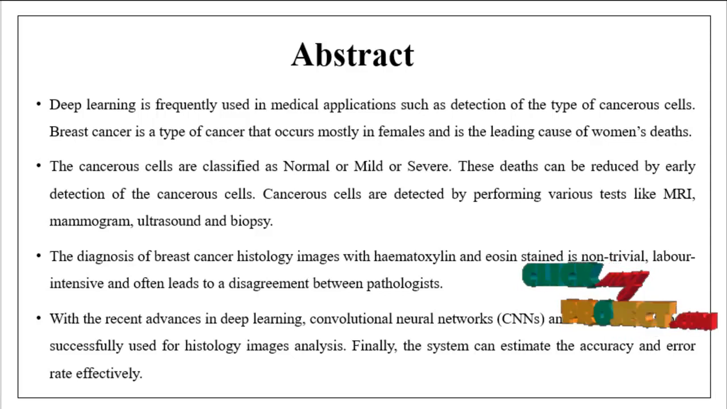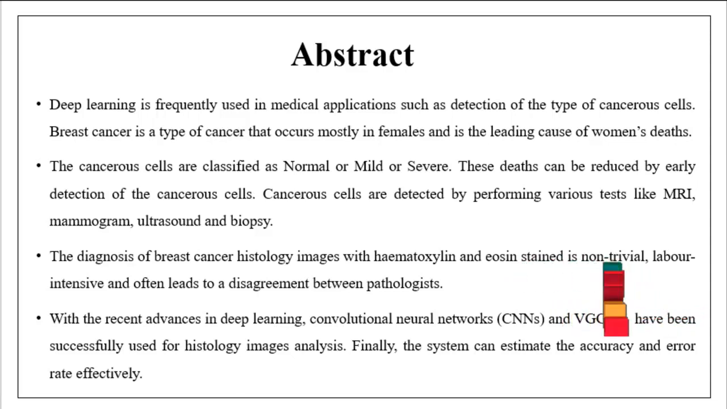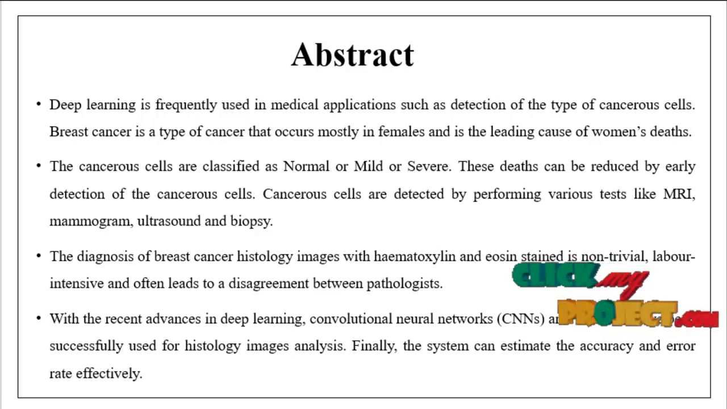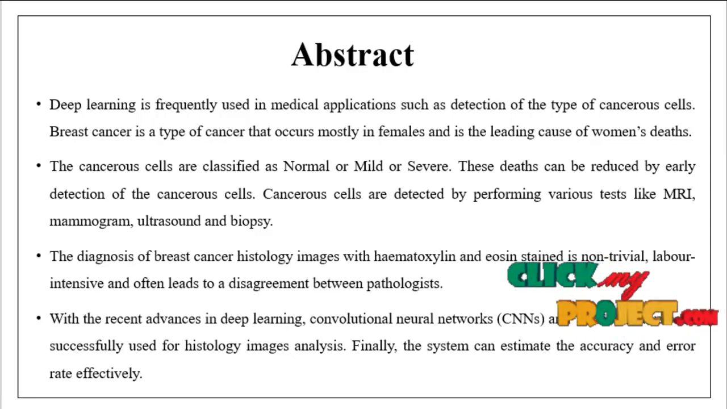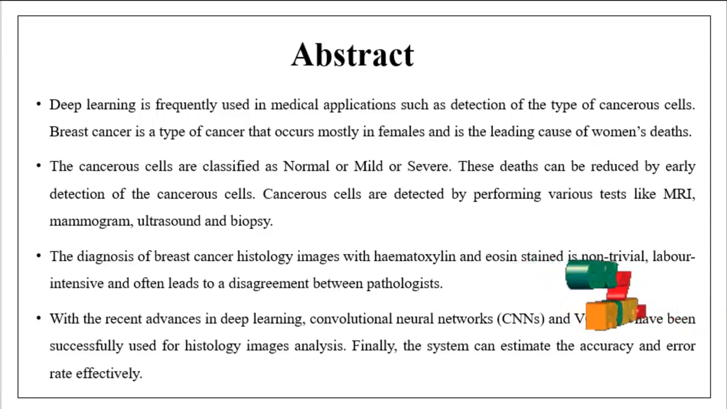The main objective of our project is to detect or classify the cancerous cells which occur in the breast by using histopathological images with the help of some deep learning algorithms. Deep learning is frequently used in medical applications such as detection of the type of cancerous cells. Breast cancer is a type of cancer that occurs mostly in females and is the leading cause of women's death. The cancerous cells are classified as normal, mild, or severe.